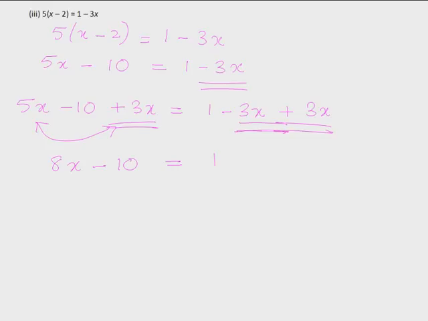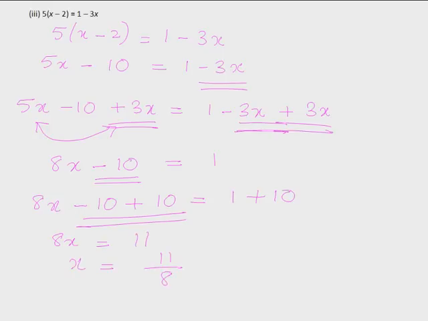Well, now I have the x's on one side, but I still have a constant minus 10 here. To get rid of it, I'll add 10 to both sides. So now my constant minus 10 is out from the left. So I get 8x equal to 11 and x is equal to 11 by 8. The last step is just dividing both sides by 8.